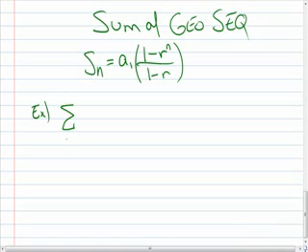Let's find the sum from 1 to 12 of 4 times 0.3 to the n. That's a geometric sequence because 0.3 is being taken to a power, and that power is increasing in each step. And we can so totally use this formula.